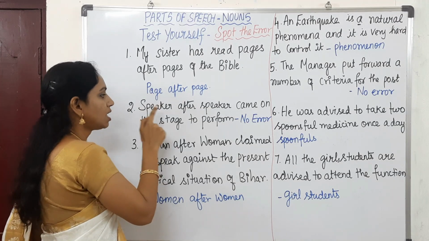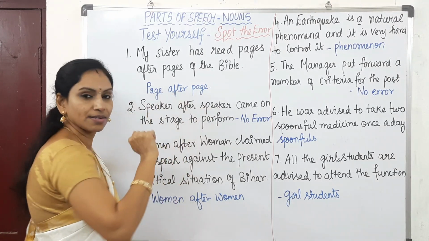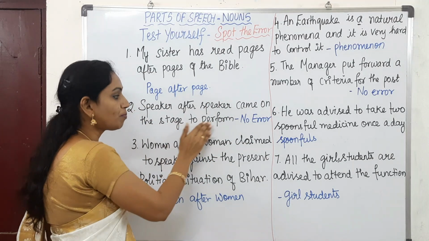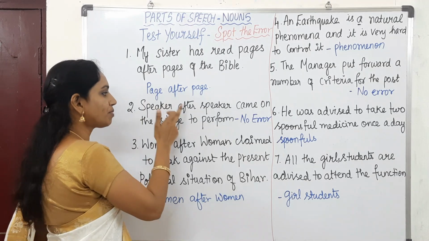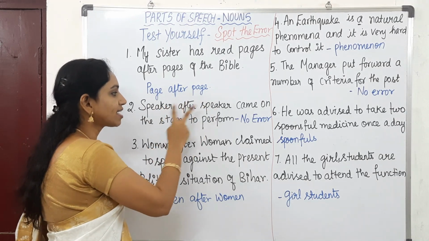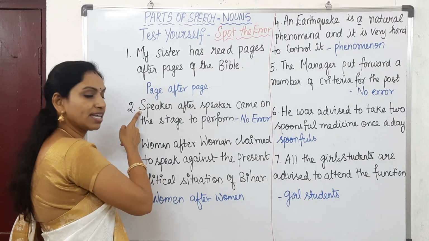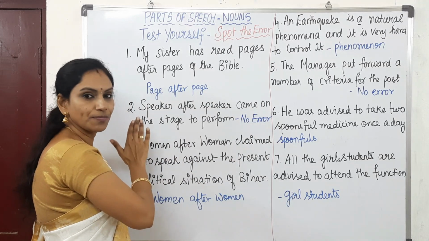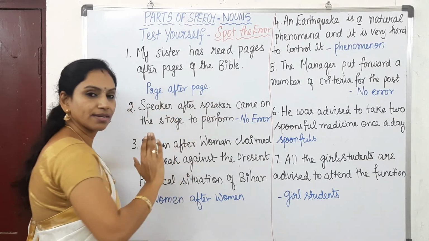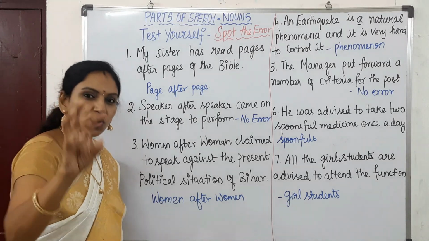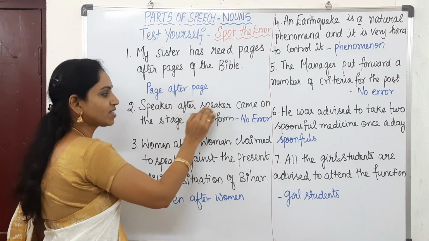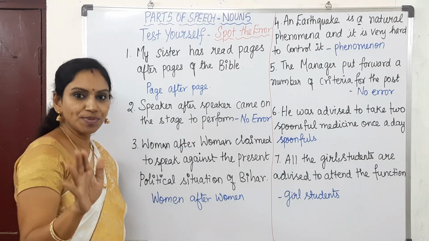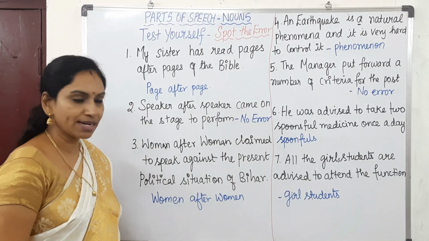Second example. Speaker after speaker came on the stage to perform. If you see, noun, preposition, noun, both are singular only. The first one is written with a capital letter, the second with a small letter. So everything is fine here. We have to focus only on the nouns. If they gave you speakers after speakers, it would be wrong, but it's speaker after speaker only. So no error in the statement.